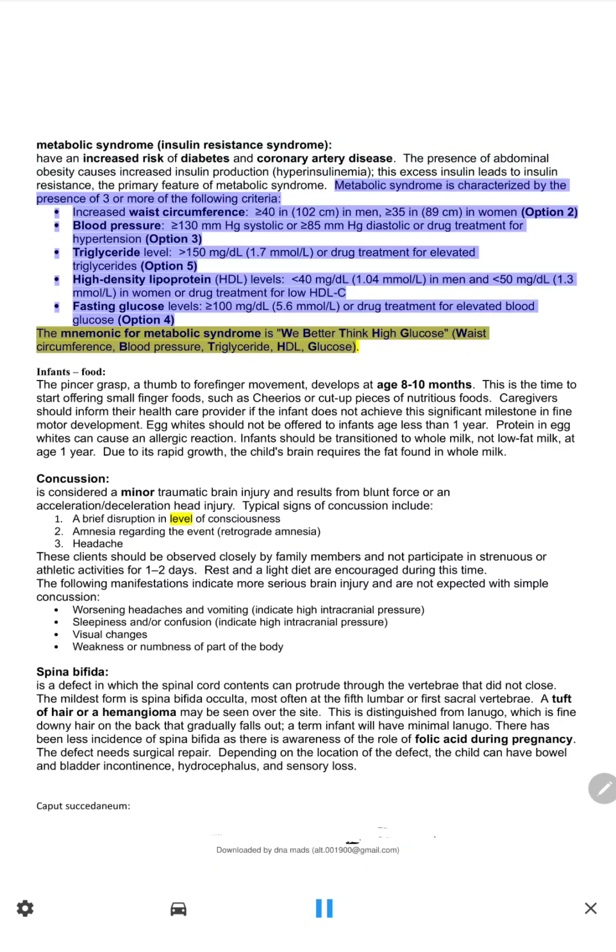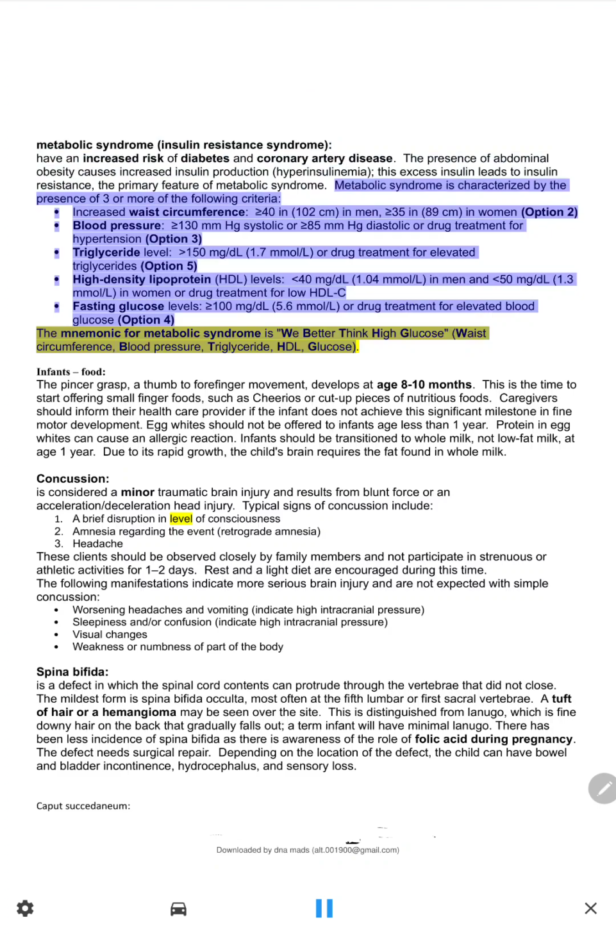High-density lipoprotein (HDL) levels less than 40 milligrams per deciliter, 1.04 mmol/L, in men and less than 50 milligrams per deciliter, 1.3 mmol/L, in women, or drug treatment for low HDL-C. Fasting glucose levels greater than or equal to 100 milligrams per deciliter, 5.6 mmol/L, or drug treatment for elevated blood glucose.